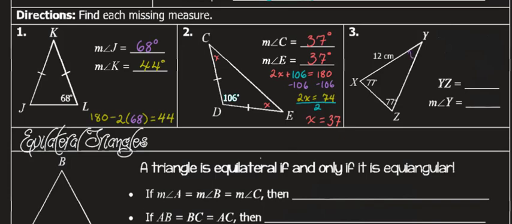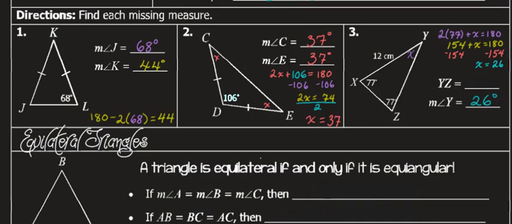I'm going to label the unknown angle with an x. Use the triangle sum theorem. 2 times 77 plus x equals 180. 2 times 77 is 154, plus x equals 180. Subtract 154 from both sides. X equals 26. The measure of angle Y is 26.